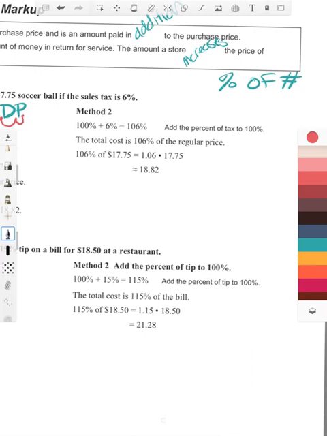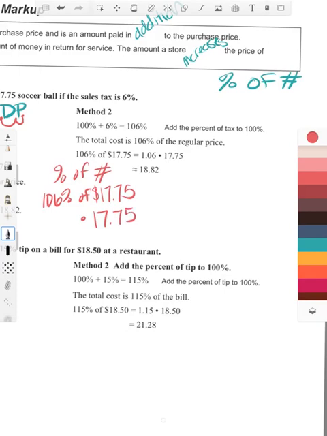All right. Now what we're going to do is take the total cost, which is 106% of the regular price. So we're going to find percent of a number here, but now that percent is 106% of $17.75. All right. Of tells us to multiply. I'm going to drop that dollar sign.